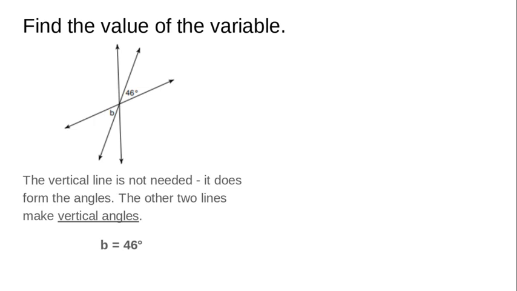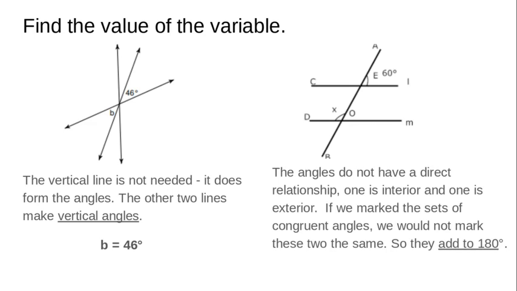You'll notice I did use a degree sign this time because the variable B did not have a degree sign in the original diagram. Taking a look at this one, we can see that angle E up here is 60 degrees, and this one that's marked as X, we don't know what that is. That's what we're trying to figure out. Now, angle E and this angle marked as X are not actually directly related to one another. One's exterior and one is interior, so there's no direct relationship.